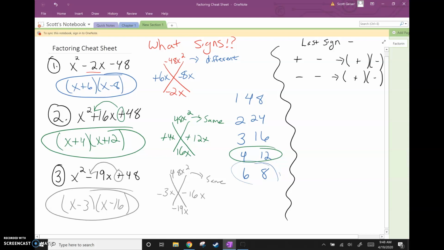So for here, this one would go with the x plus 6, x minus 8. Since that last sign is negative, I would have one of each. That's this example. That tells me you would have one of each sign. It doesn't matter whether that first one's positive or negative. That last sign, if it's negative, you'll have one of each.